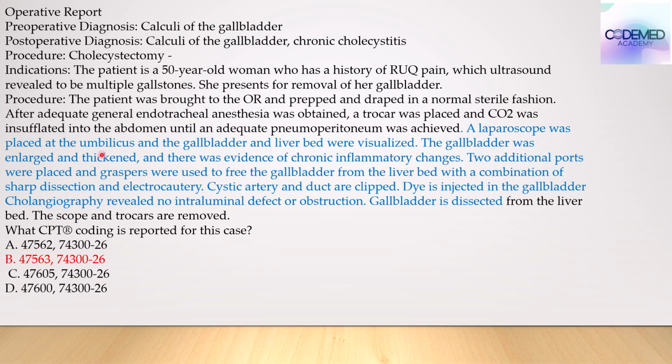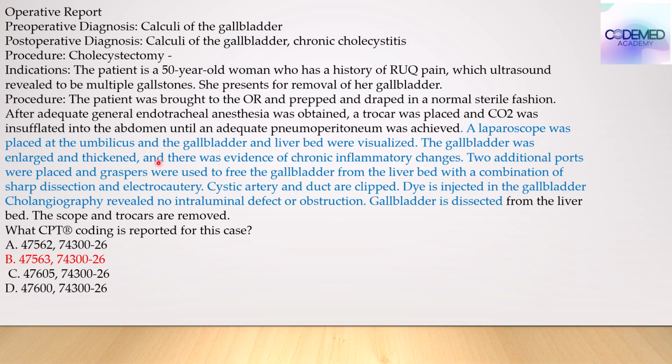So let us see what has happened. It is the case of stones in the gallbladder, calculi in the gallbladder, and the patient has chronic cholecystitis. The procedure that is done is cholecystectomy. Cyst is basically any sac. So whenever we say cholecystectomy, it is the removal of some kind of sac, and here it is a gallbladder removal. So let us go through the procedure.